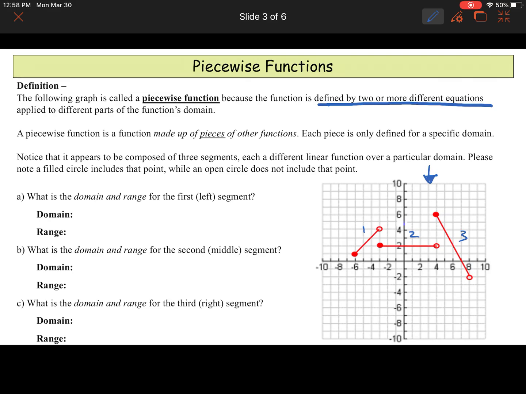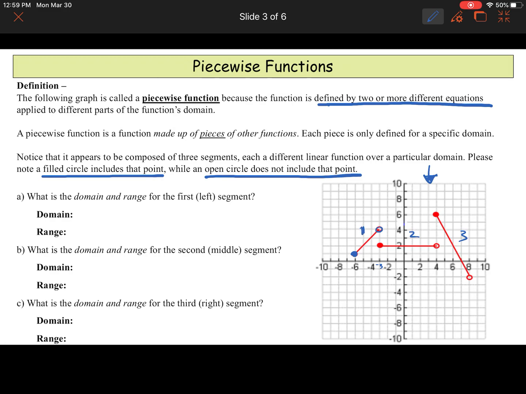A piecewise function is a function made up of pieces of other functions. Each piece is only defined for a specific domain. Notice that it appears to be composed of 3 segments, each a different linear function over a particular domain. Please note a filled circle includes that point, while an open circle does not include that point. Remember, we just talked about this. So this point would not include the number -3, while this point would include -6. That's what that means. So, part A, what is the domain and range for the first segment?